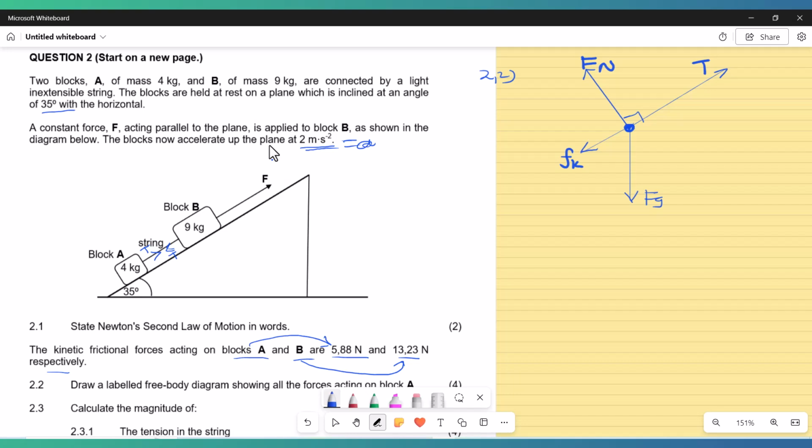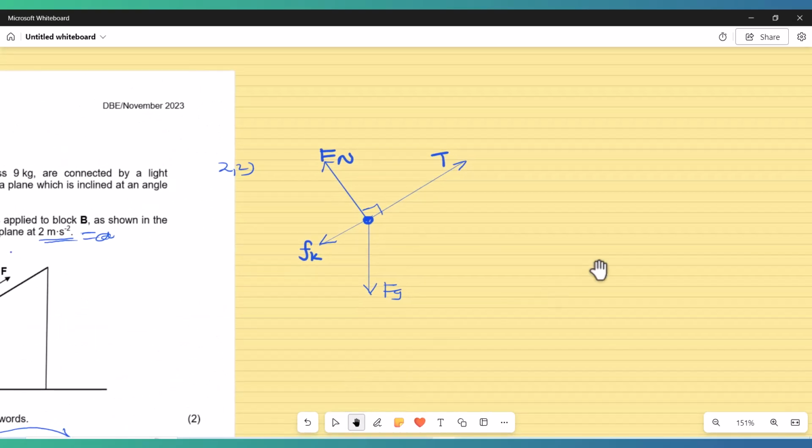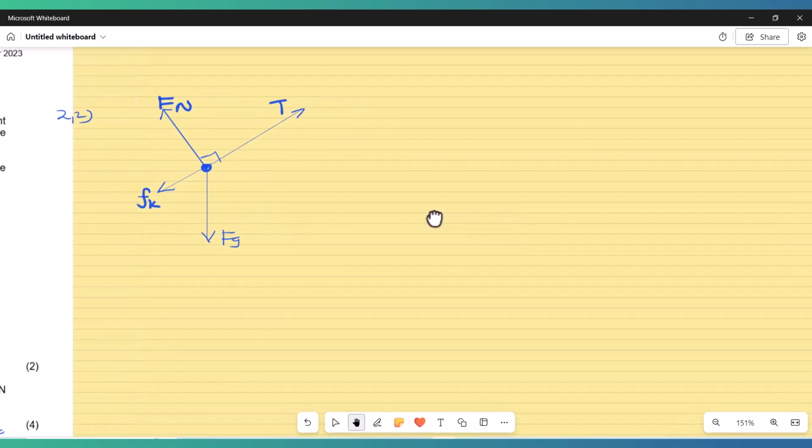Now they say 2.3. Calculate the magnitude of the tension in the string. Now the tension in the string is what we are looking for. By the way, this free body diagram, someone else can draw it like this. They can also draw it like this.